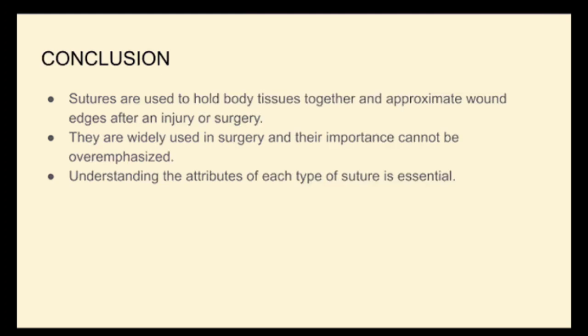So in conclusion, sutures are used to hold body tissues together and they approximate wound edges after an injury or surgery. They are widely used in surgery and their importance cannot be overemphasized. Thus, understanding the attributes of each type of suture is essential. These are my references. Thank you.